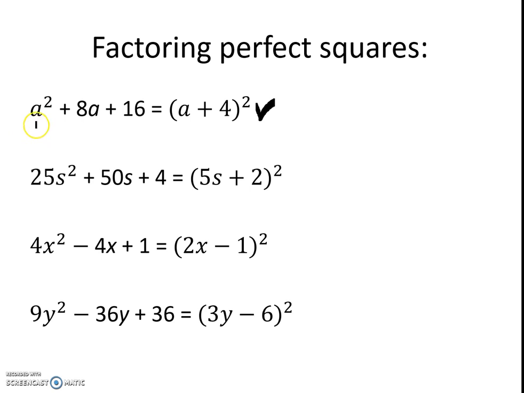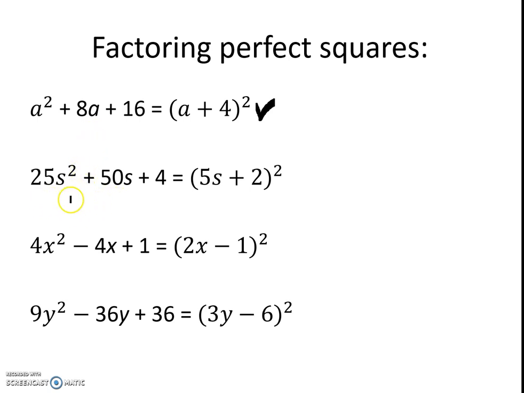You'll notice I took the square root of a squared to get a, and the square root of 16 to get 4. The middle term, since it is a perfect square, you'll have 4a plus 4a for a total of 8a. So let's look at the second example.